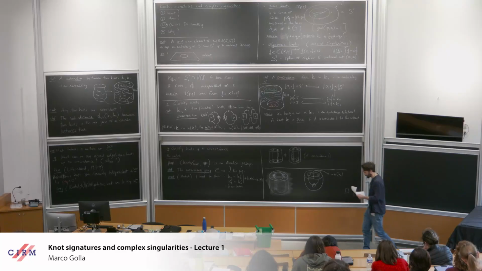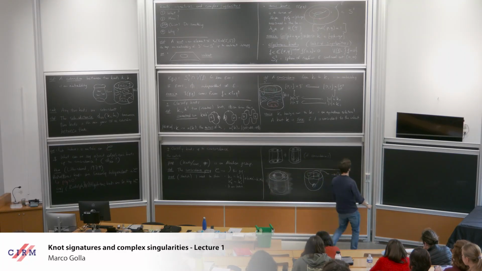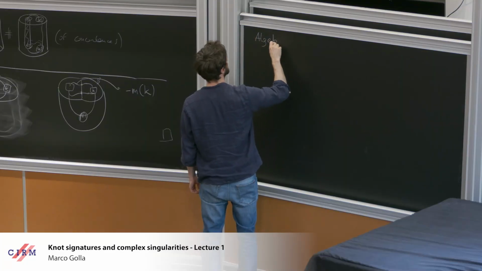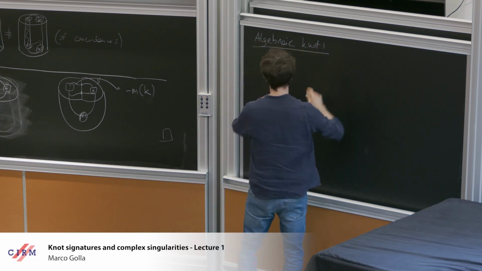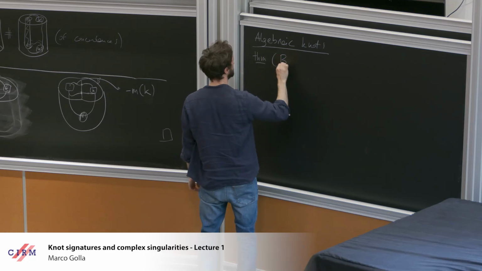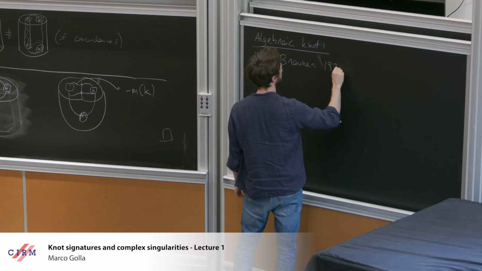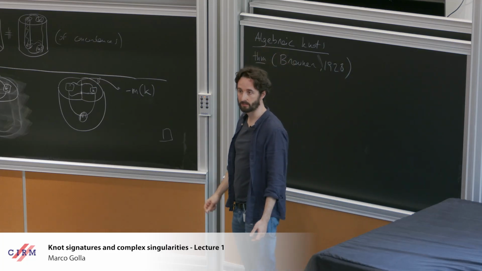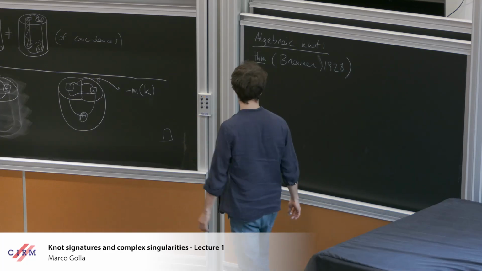Great. So we're going back to the 30s now. Well, 20s actually. So algebraic knots. There's a theorem of Brauner, I think it's 28, that exactly classifies which isotopy classes of knots arise as algebraic knots.